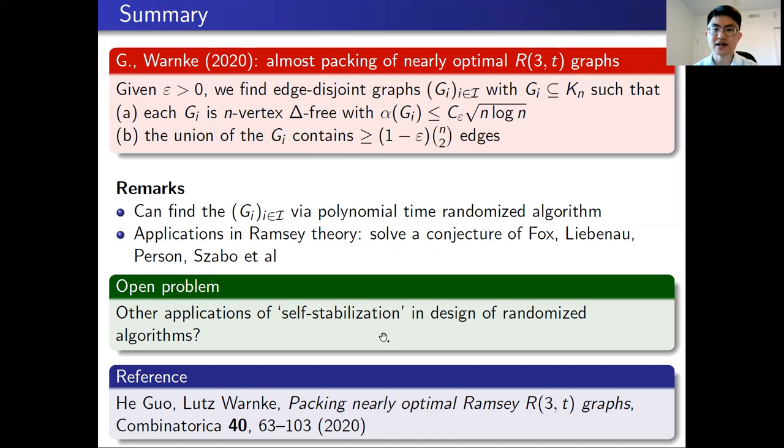And this talk is based on a paper by me and Warnke, which has the same title as this talk, and it has appeared in Combinatorica.